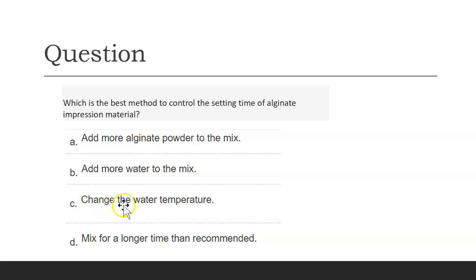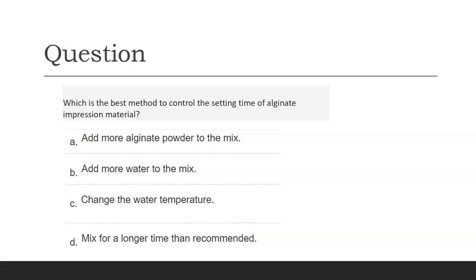If you said C, change the water temperature, you are correct. So when you change the water temperature, you can actually manipulate the setting time. For example, if you use cold water, you now have more time to mix. So it increases the working time. It also increases the setting time. If you use warm water, you will now have less time to mix because it's going to set faster with warm water. So you always want to use room temperature water.